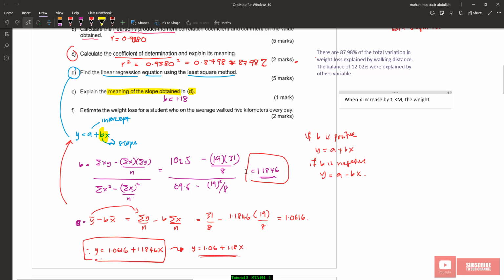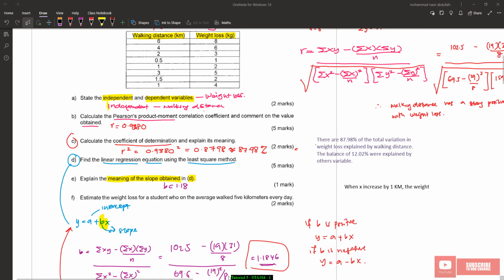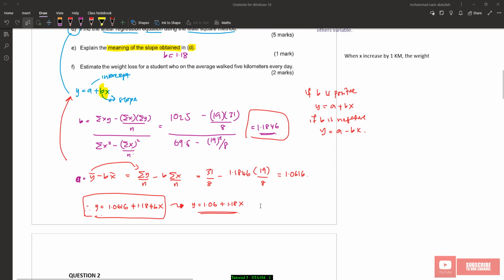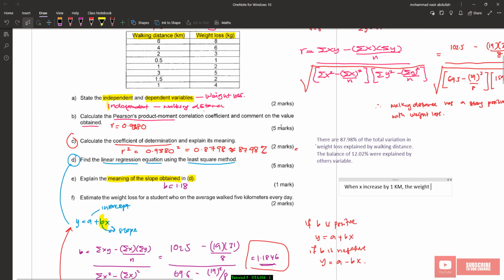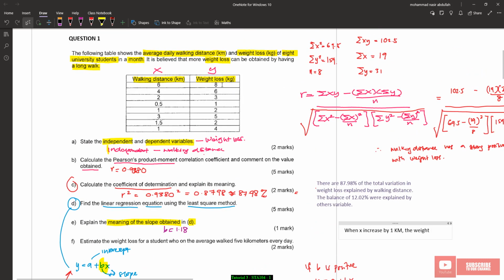I think something is wrong here. Do you get 1.18 or negative here? I think something is wrong with the data, right? Normally when we want to interpret the value of the slope, which is 1.18, we say that when X increases by 1 kilometer, the weight loss will also increase by 1.18. Something is wrong with the data, right? This is how we interpret. When X increases by 1, right?